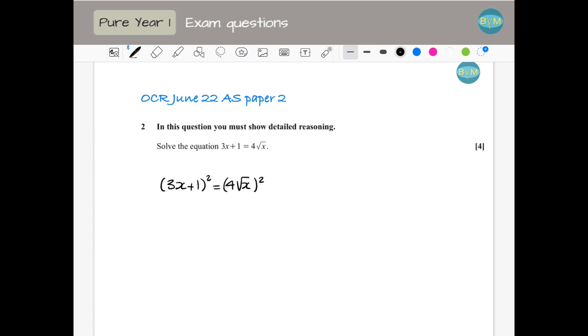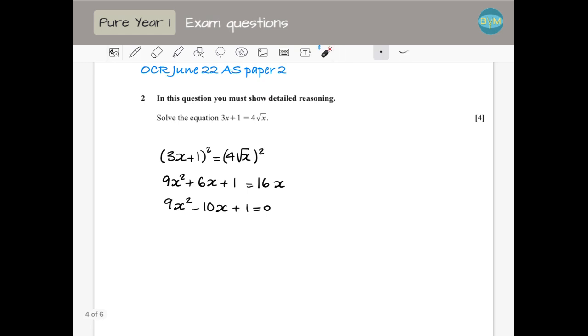First, we can expand this bracket, so it's going to be 9x² plus 2 times 3x is 6x plus 1, and this 1 squared is this square times this square, so 16x. And when we put all the terms together, so we collect like terms, 9x² minus 10x plus 1, and now we have a quadratic, so it's just factorizing the quadratic.